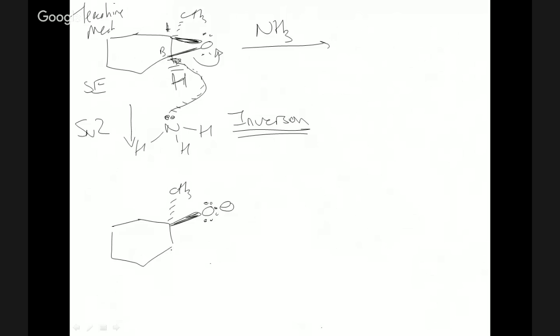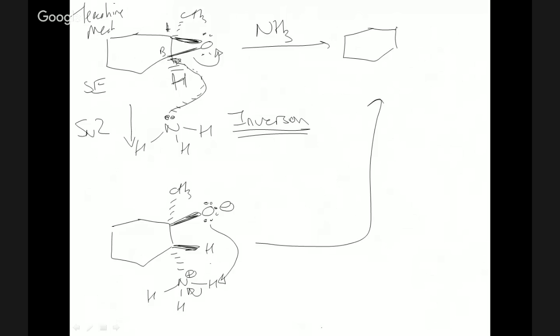We get a minus charge on the oxygen. We get a plus charge on the nitrogen. Again, if we had an O minus and an NH3 plus and an NH4 plus, this O minus would attack that proton, pushing the electrons back. So your final product is an amino alcohol.